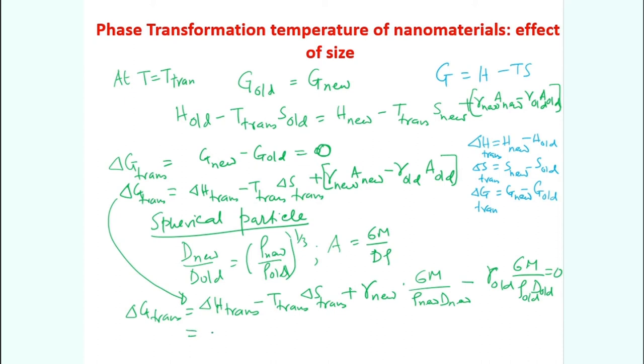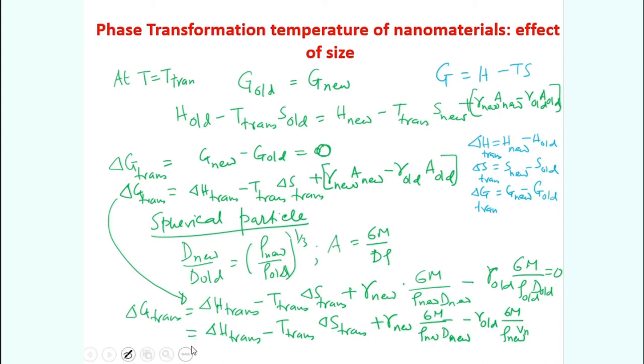So one can actually modify this expression further. Rho new d new minus, d new by d old. So d new by d old I can replace by rho new by rho old, right? Yes, that's what we can do. This will be to the power 2/3, correct?